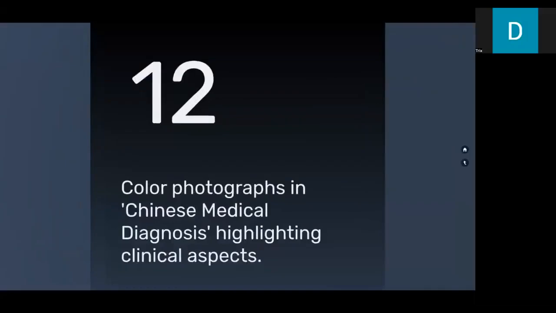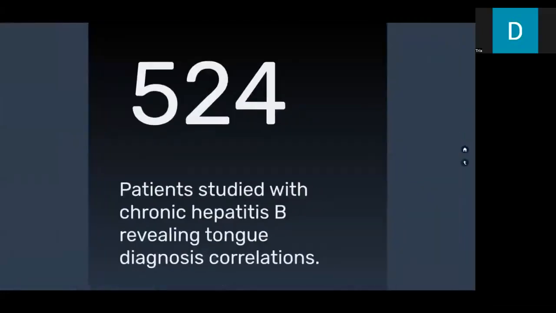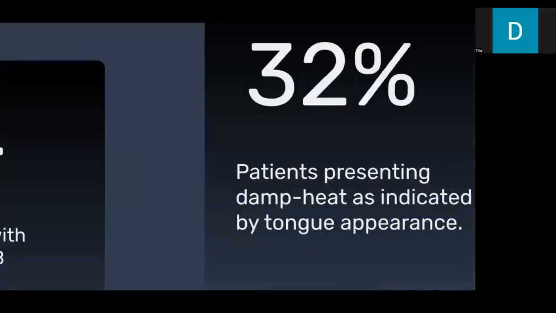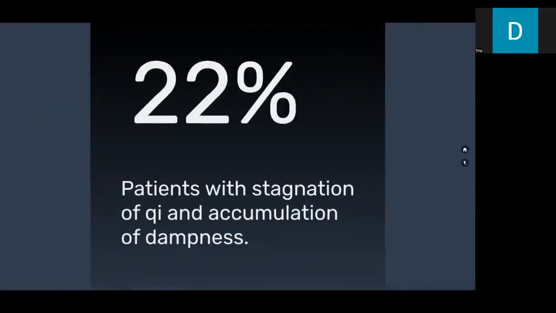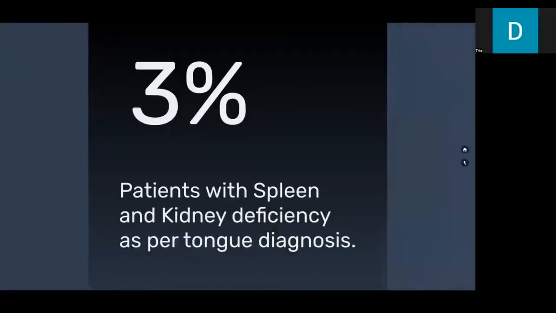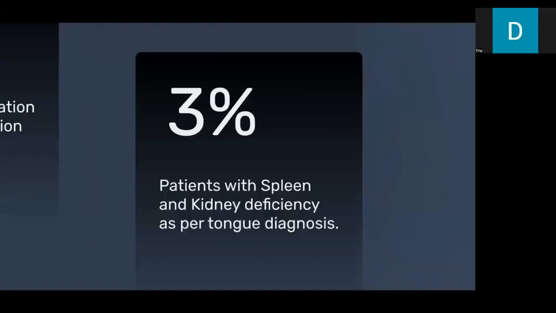12 is a color photographs of Chinese medical diagnosis highlighting clinical aspects. 524 patients studied with chronic hepatitis B, revealing tongue diagnosis correlations. 32% of patients presenting damp heat as indicated by tongue appearance, while 22% with stagnation of qi and accumulation of dampness. 3% of patients with spleen and kidney deficiency as per tongue diagnosis.